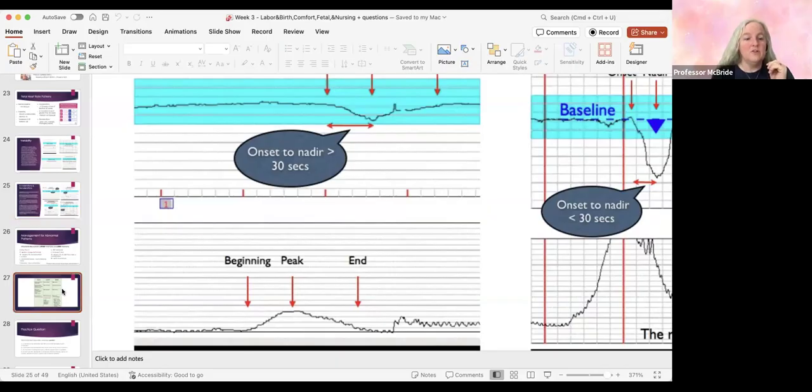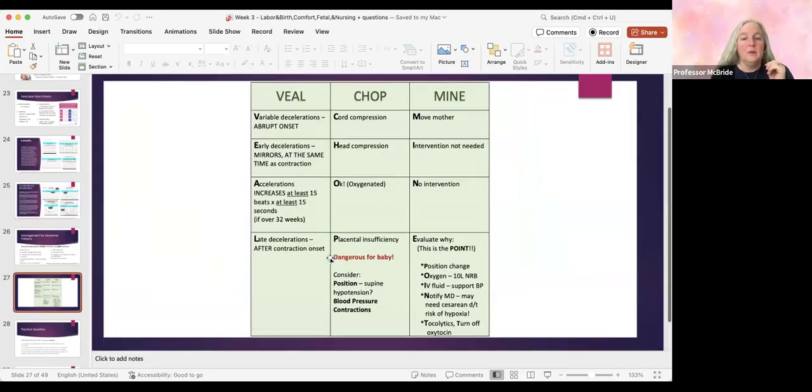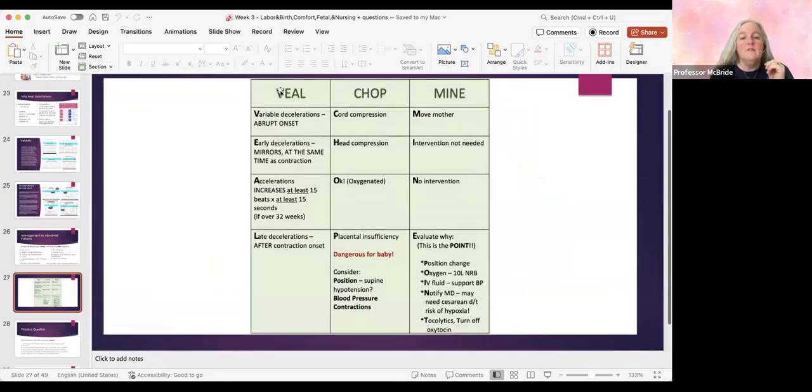All right. Now, a way to remember all of this is going to be VEAL CHOP. We made this little graph for you guys. The word VEAL, the word CHOP, and then we put the word MINE next to it. So the first word, VEAL, goes down in a line, V-E-A-L. The word CHOP goes down next to it, C-H-O-P. And then if you put MINE next to that, M-I-N-E, that's also going to help us remember what we need to do.